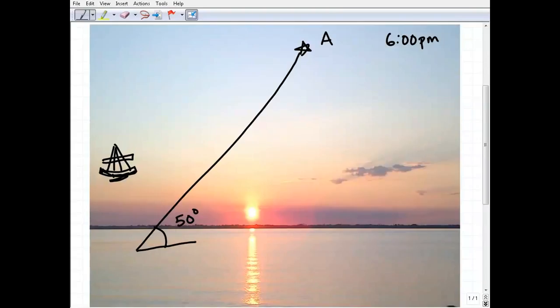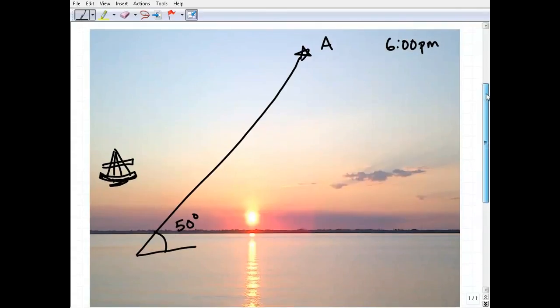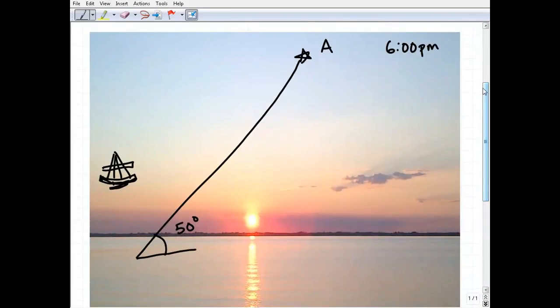So I take my sextant out. I know it's 6 p.m., and I look at star A, and I see it 50 degrees above the horizon at 6 p.m. on this particular day. What does this mean? If I have those two pieces of information, I'm on my way to finding my position at sea.